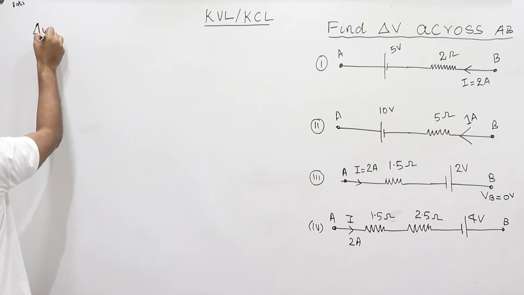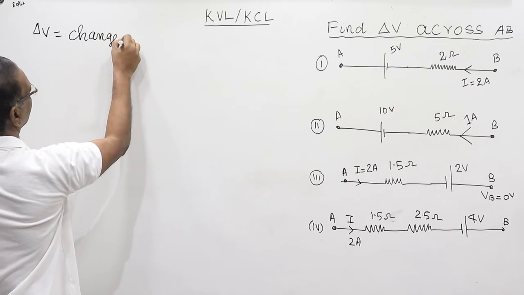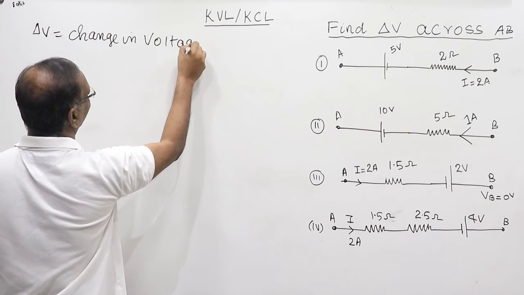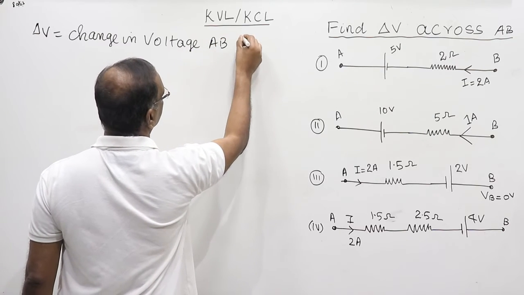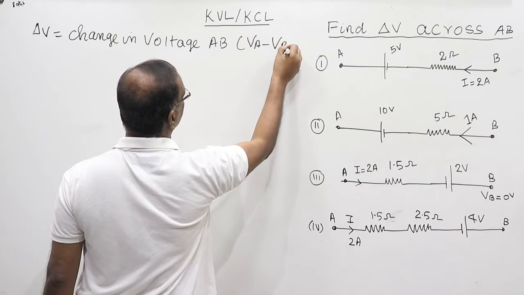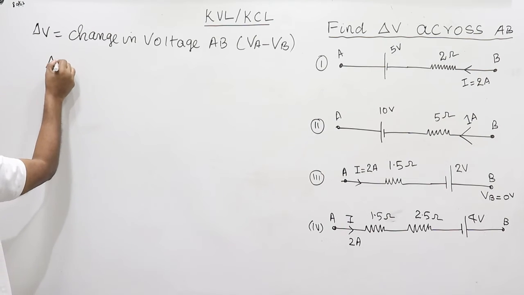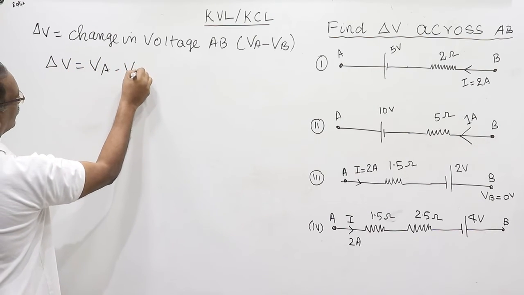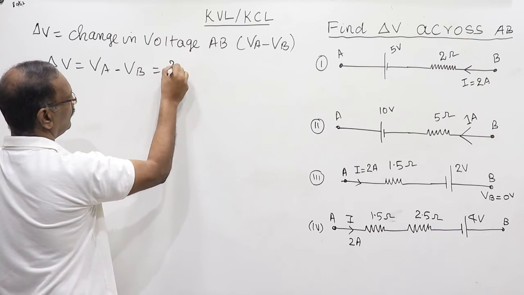First problem, find the change in voltage. Delta V is equal to change in voltage across AB, that is, A and B means change in potential between point A and point B. So we can write delta V is equal to VA minus VB. This is what we have to find out.